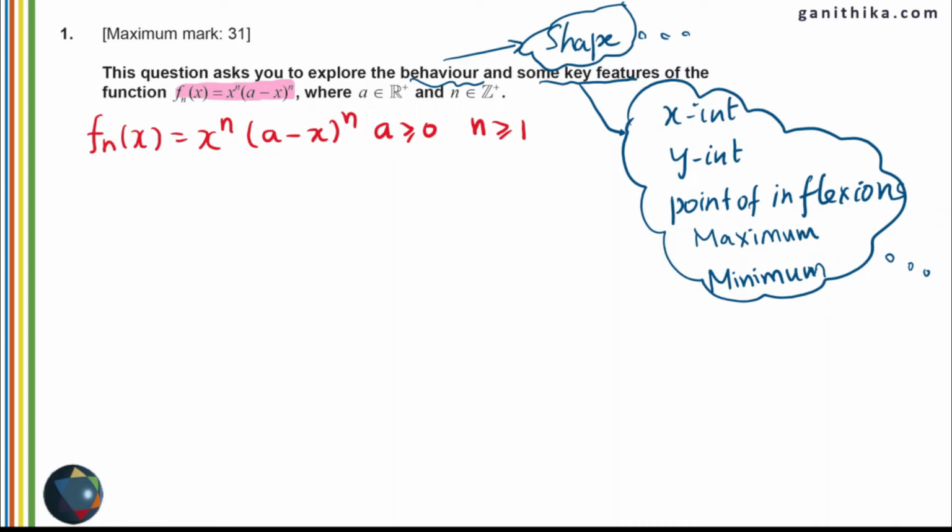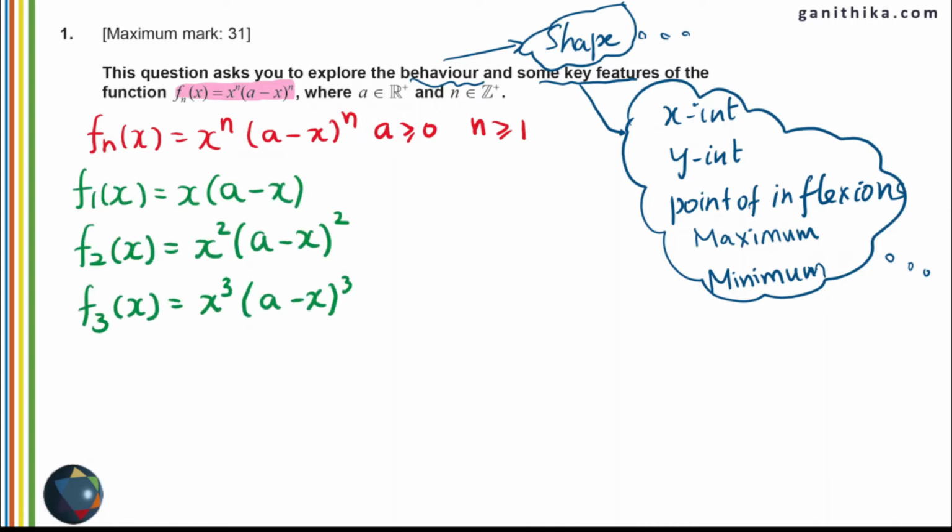Before we go further, let's analyze this question a little bit so that we keep ourselves ready for this question. For n equal to 1, it will be x times (a minus x). For n equal to 2, x square times (a minus x) the whole square. For n equal to 3, it's going to be x cube times (a minus x) the whole cube, and so on. So you can make a note of these things in your notebook.